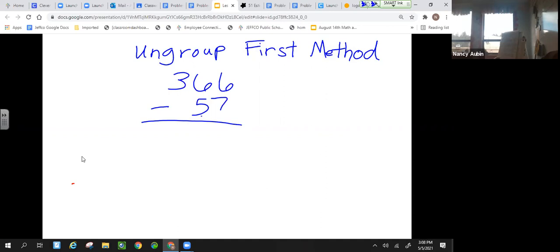Then I go to the ones. Can I do 6 minus 7? No. So there are not enough ones, so I have to go and ungroup, and then I do this one first. But you start in the opposite direction. Now can I subtract? Yes or no? Yes, okay.